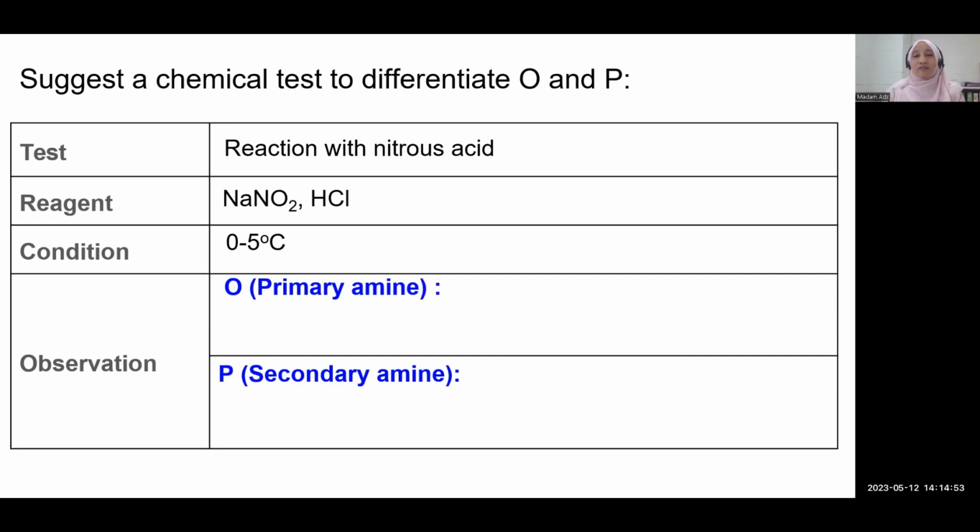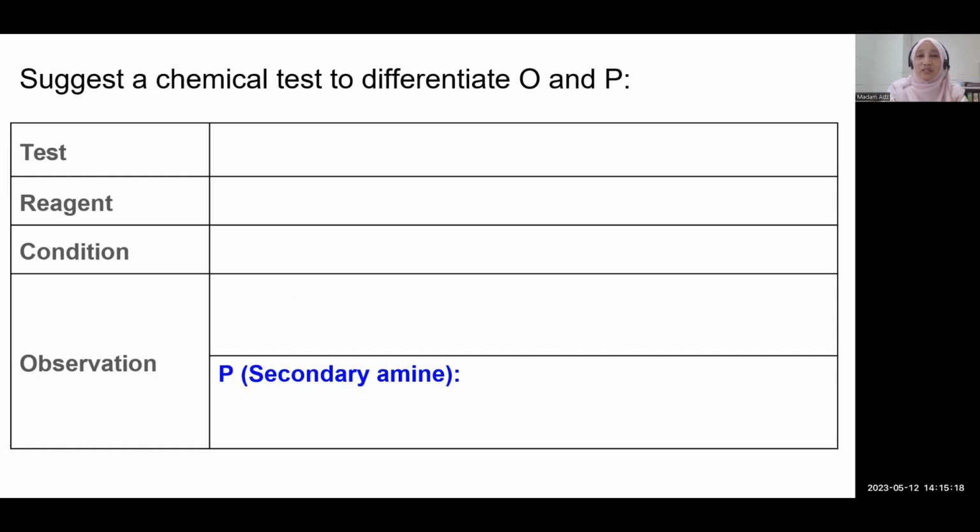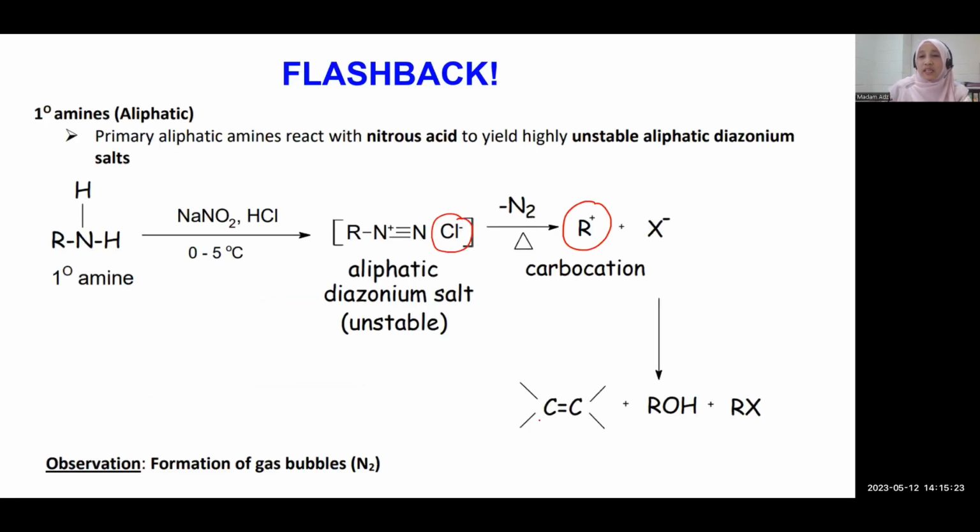Okay, so next for the observation, kalau chemical test tak ada observation, itu bukan chemical test lah. So observation ni must be able to differentiate the two types of amines. Okay, mesti boleh membezakan mana satu yang primary, mana satu yang secondary. Okay, so untuk primary amines, as we have flashback just now, dia akan produce bubble gas. Okay, dia akan produce bubble gas. Ini adalah secara teoretikal lah. Tapi kalau you buat eksperimen ini, apa yang you akan nampak adalah formation of gas bubbles.